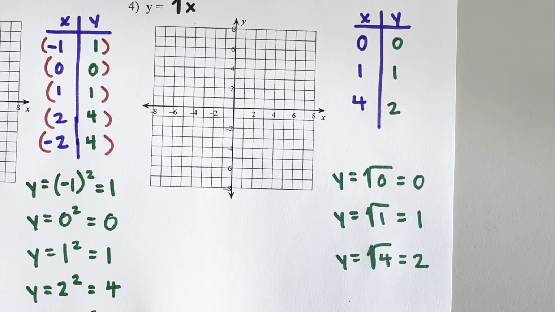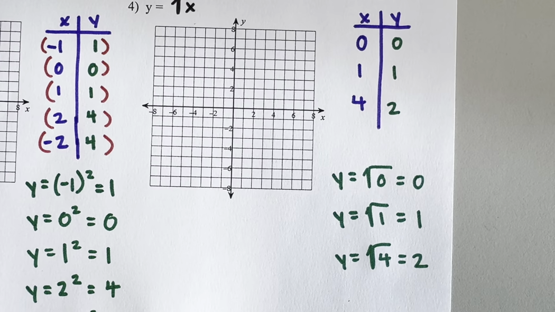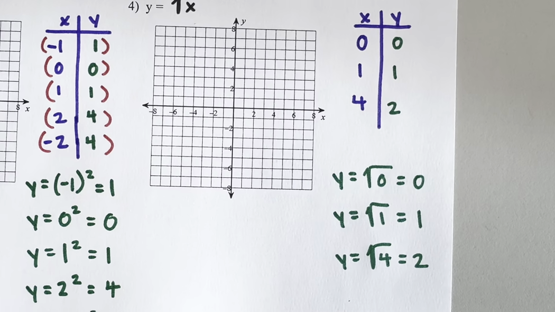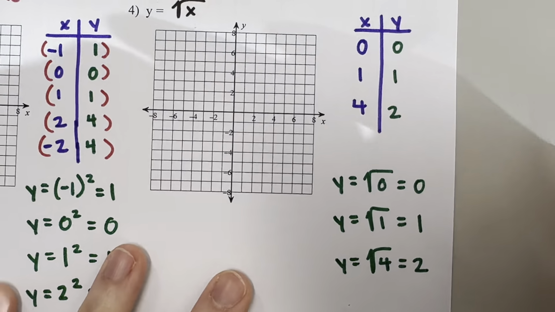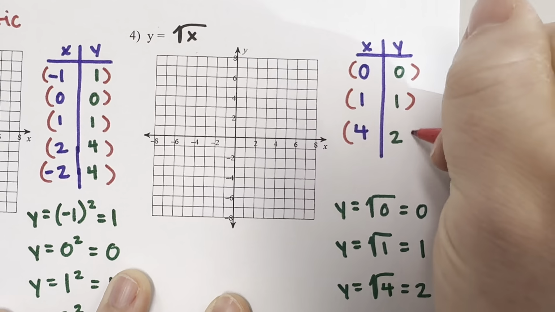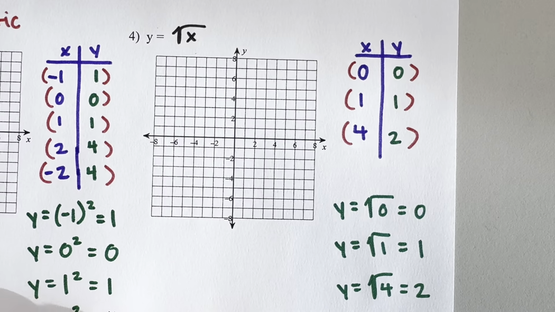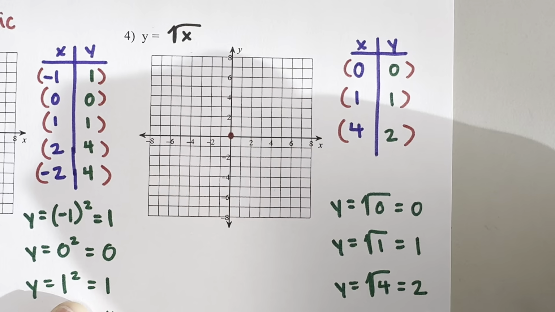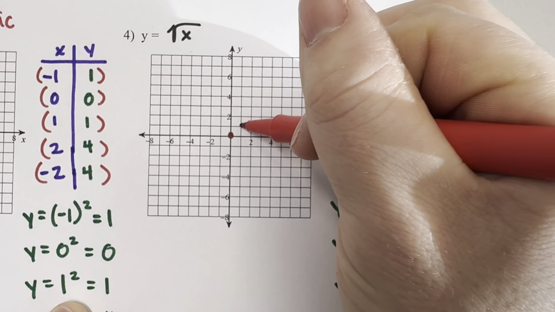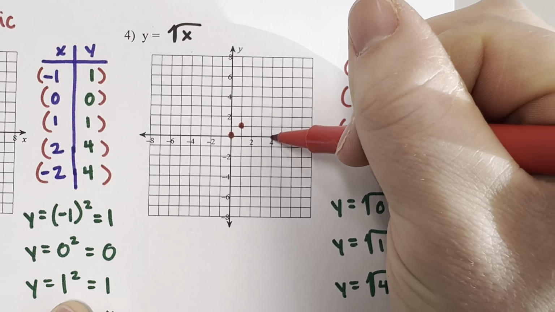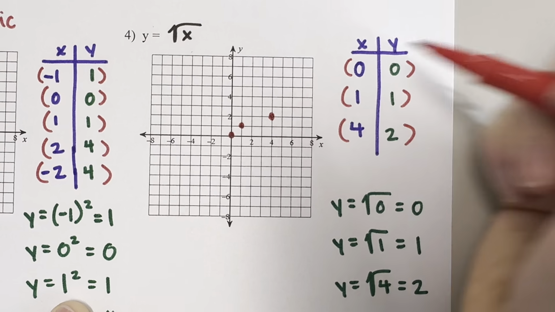The next perfect square number that I could plug in would be 9, right? 9 is a perfect square, but we don't have that on our graph, so we're just going to go up to 4, okay? Alrighty, so those 3 points I'm now going to put on my graph. Okay, so my first point is 0, 0. Next point, 1, 1, so positive 1, positive 1. Next point, positive 4, positive 2.